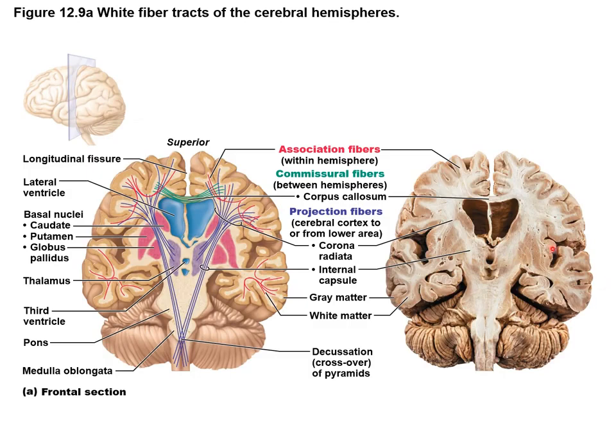So over here in red, or reddish pink, we have the association fibers. See how they connect from one area to another, but within the same hemisphere. They don't cross over. The commissural ones, shown here in green, do cross over.